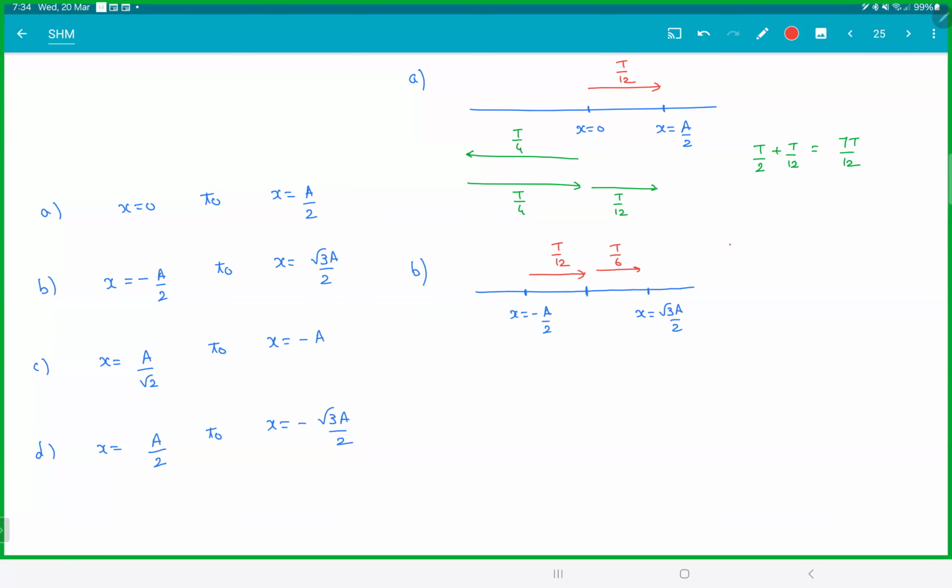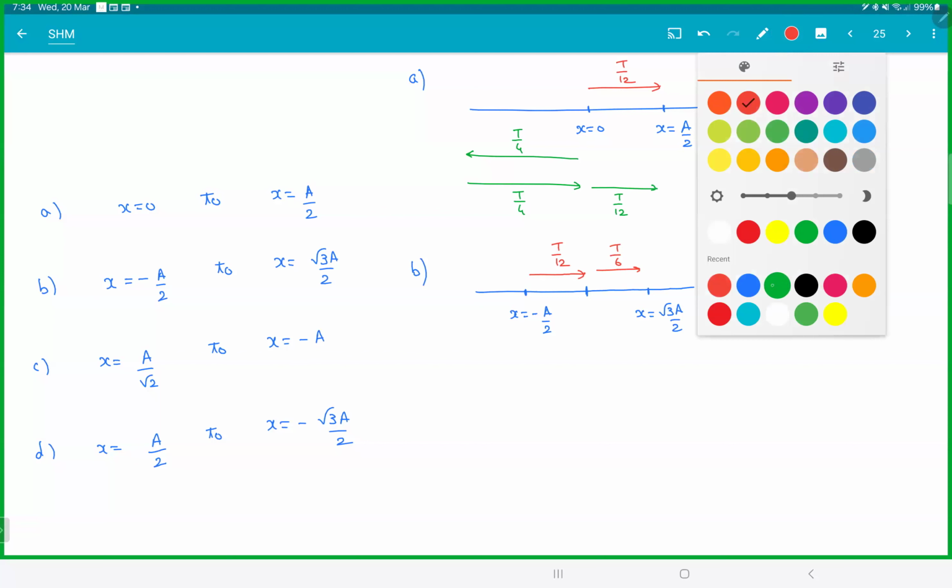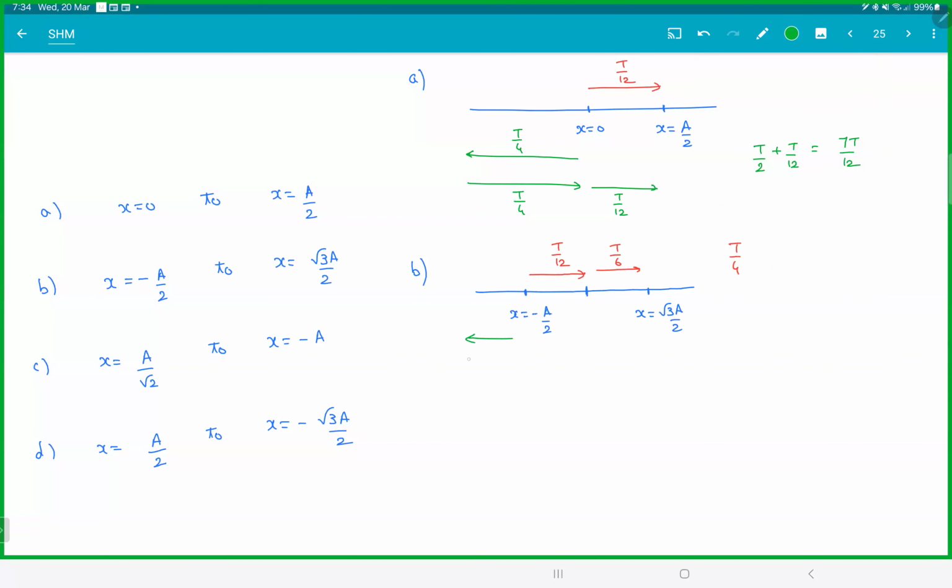2, 3, t by 4. Or you can go back, then come front and then go like this. This is another way. This is t by 6, t by 4 and t by 6. That will be t by 3 plus t by 4. 7 t by 12 again. T by 3 plus t by, yeah.